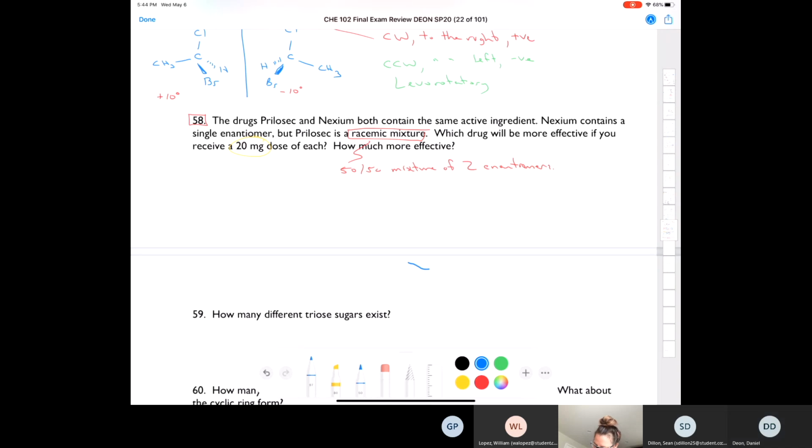So let's write here: single enantiomer, Nexium, will be more effective. There we go. More effective. All right. Moving right along.